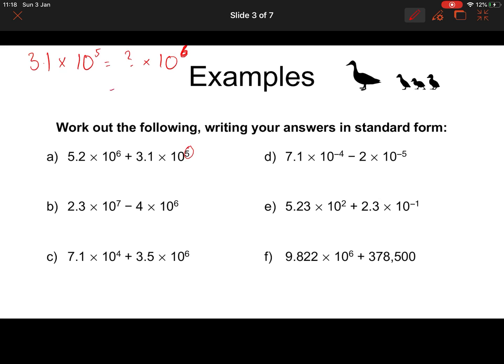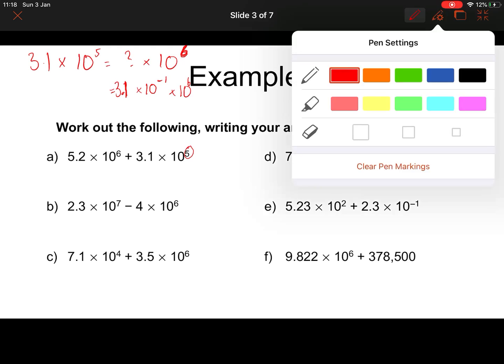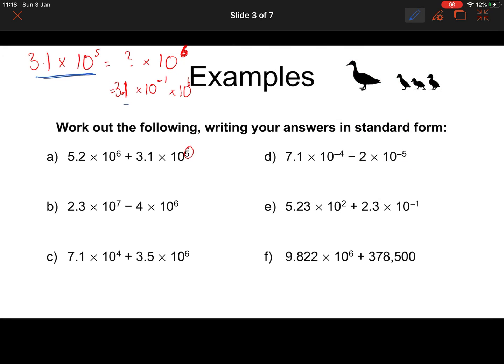Well, I think what we could do is write this as something times 10 to the power of minus 1 times 10 to the 6. Okay, that would give me the same thing. So I can rewrite this as 3.1 times 10 to the minus 1 times 10 to the 6. If you look at these expressions, they're exactly the same at the moment. They both equal 3.1 times 10 to the 5.